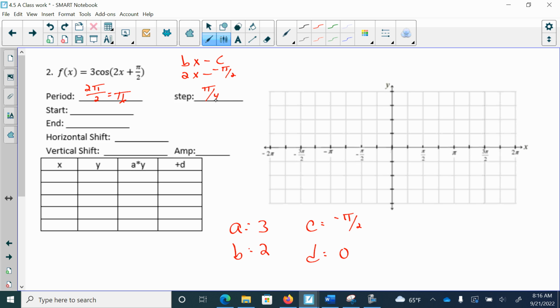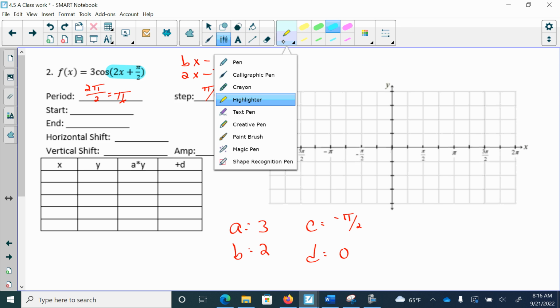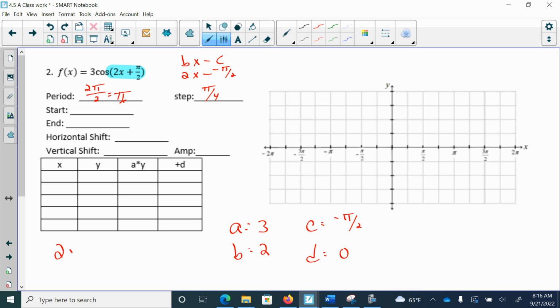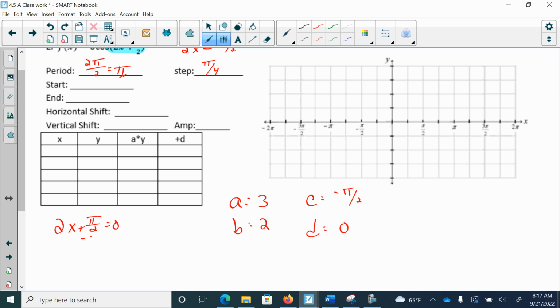To find my start, I take whatever is inside this parenthesis, and I set that equal to 0. So I'm going to have 2x plus pi over 2 is equal to 0. I'm subtracting pi over 2 from both sides, and I'm going to get 2x is equal to negative pi over 2. And normally I would divide by 2, but instead let's multiply by 1/2, because that might make it look a little bit easier about what I'm doing. Here the 2's will simplify, and I'm left with x. And then negative pi, that's when I multiply my numerators. And then the 2 times the 2 is 4. So I'm going to start at negative pi over 4.